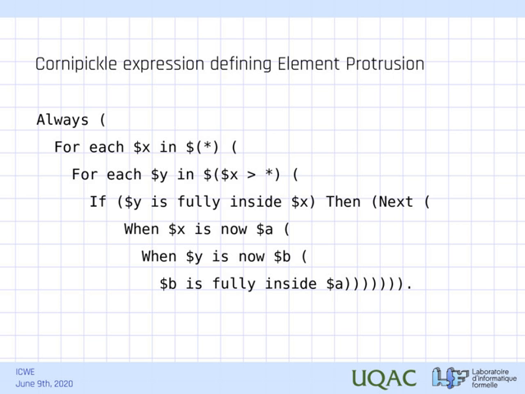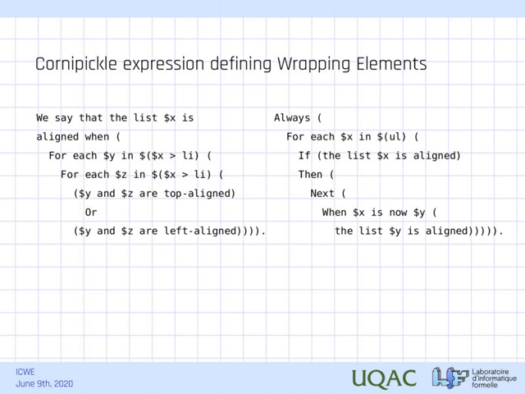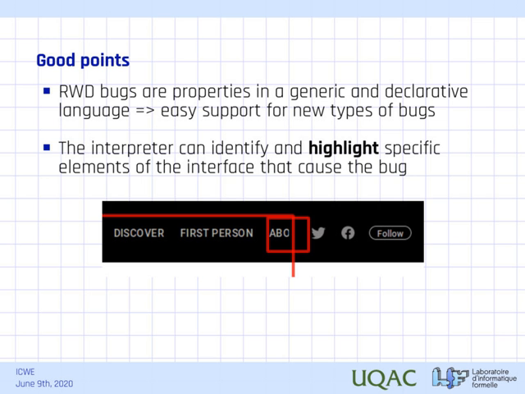And as a last example, the wrapping elements property, when applied to a list, says that if the list is aligned in a snapshot, it should also be aligned in the next snapshot. So this property gives an example of the use of predicates by defining the expression "the list is aligned" on the left, and then reusing it in the condition on the right. An interesting feature of this approach is that responsive bugs are now formal properties in a generic and declarative language. Since they are not hard-coded conditions, this means that new types of bugs could easily be accommodated into the system by writing the corresponding statements.